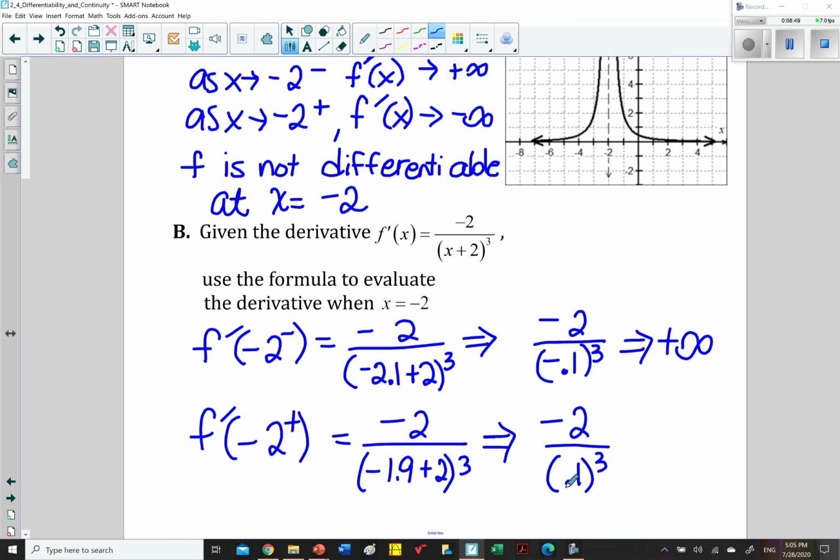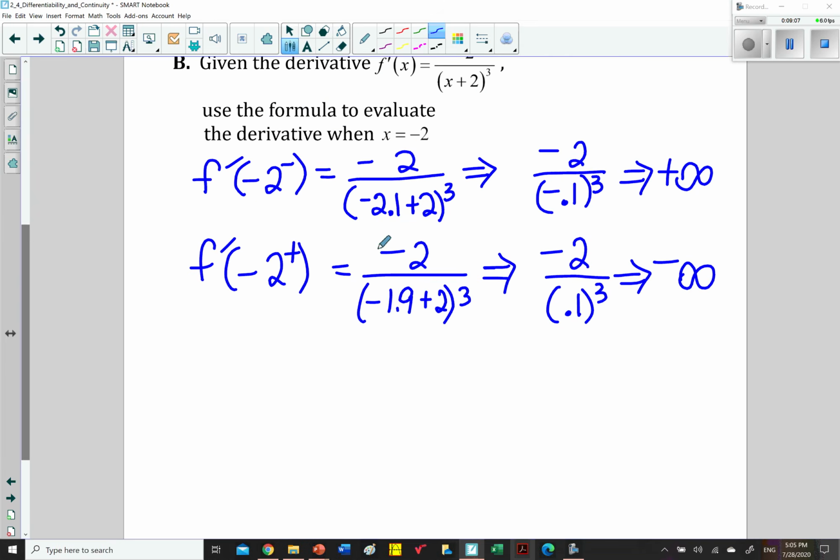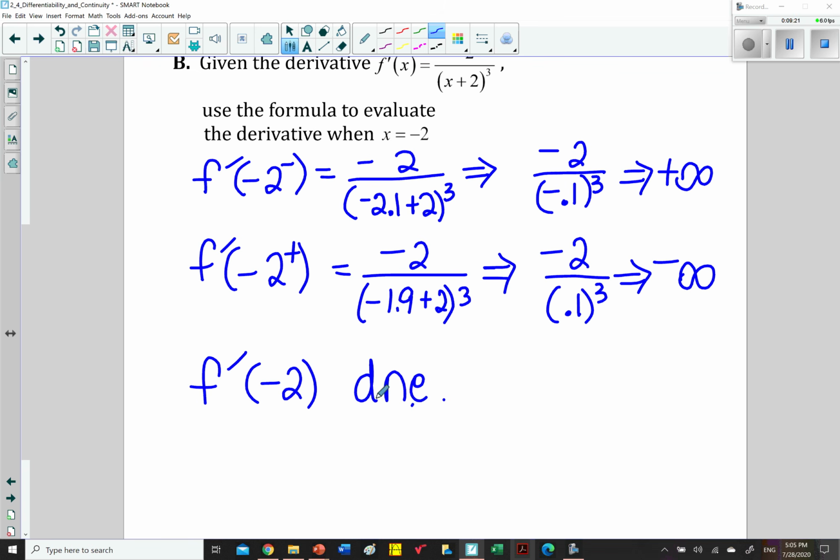A large number divided by a really small number, the derivative is going to be unbounded. So we looked at it graphically up here, algebraically and numerically down here, based on the definition we saw about differentiability at the point. The left limit and the right limit, they're not heading to the same. So the derivative at negative 2 does not exist. I'm using abbreviations here.